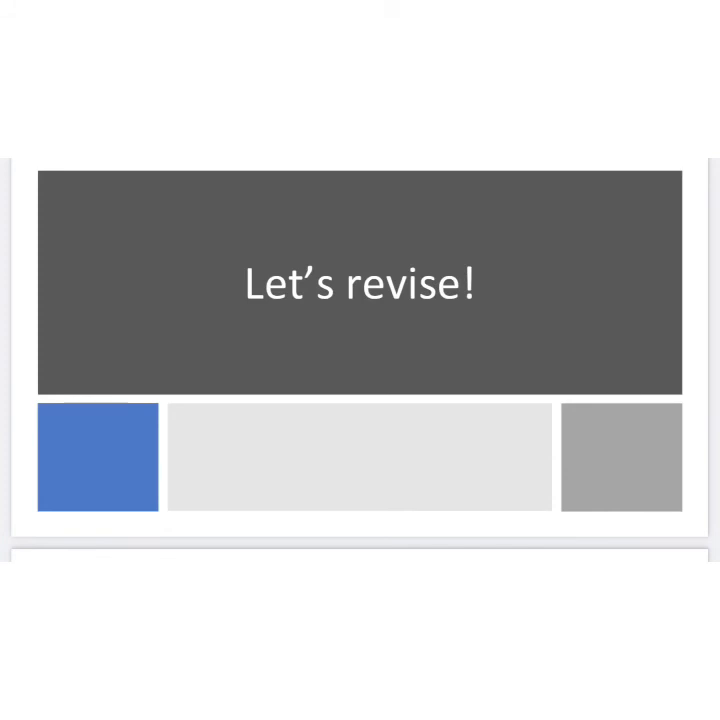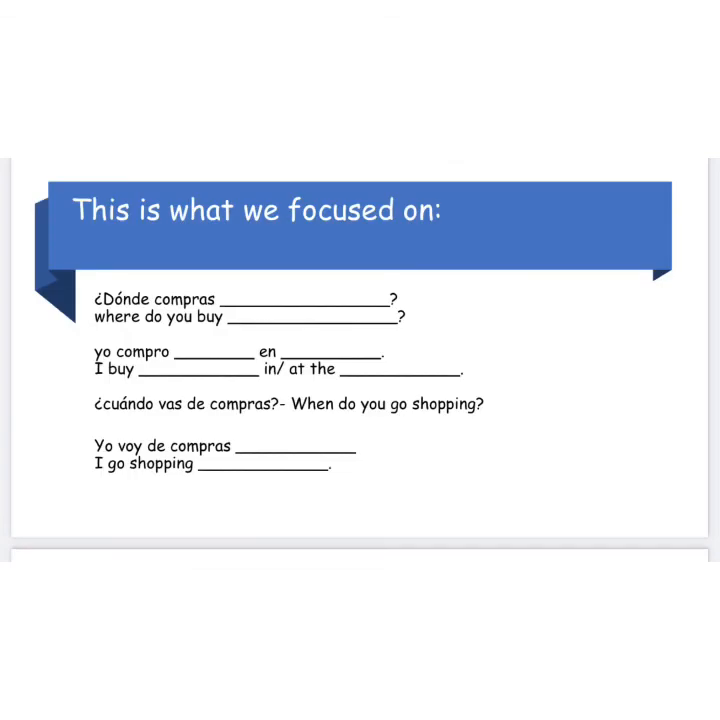Ahora vamos a repasar. Let's revise. Remember, we said to find out where somebody buys a particular item or items, we ask the question, ¿Dónde compras? And then we put the item or items that we're asking about. Para responder, to respond to the question, you simply say, yo compro, then you put the item or the items, en, followed by the store. To find out when somebody goes shopping, we simply say, ¿Cuándo vas de compras? Y para responder, we simply say, yo voy de compras, and then on the line, you put when it is that you go shopping.